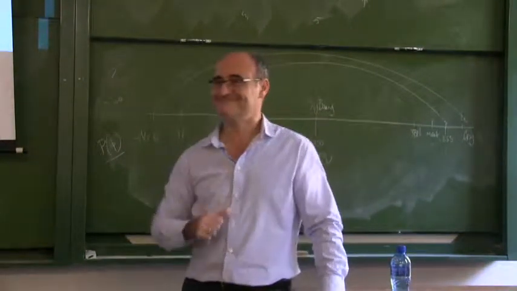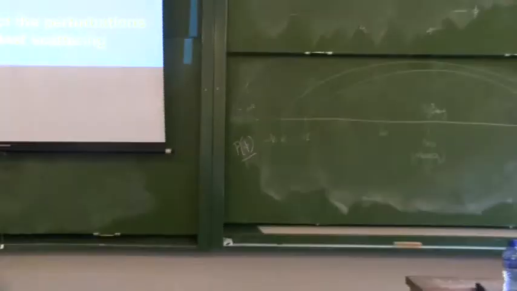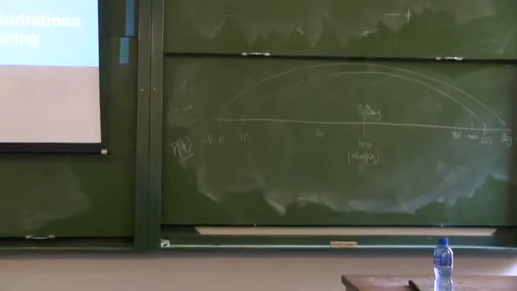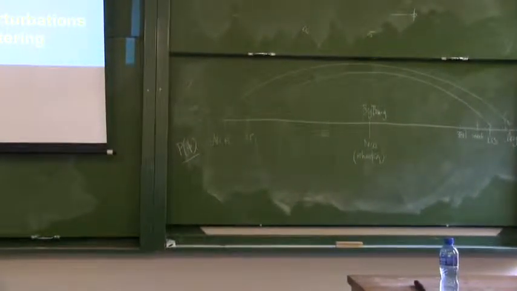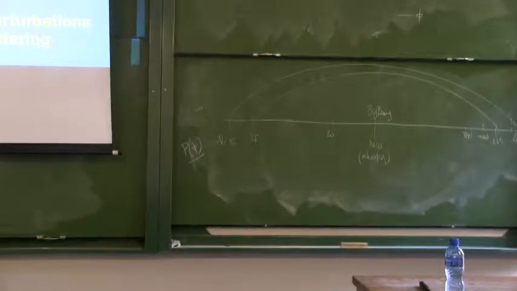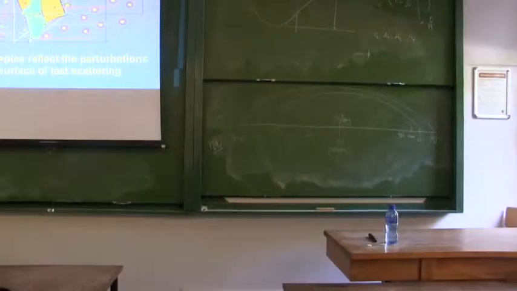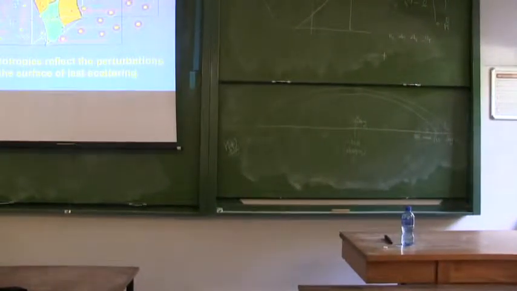You mentioned that the gravitational wave has two polarizations. Yes. So what is the difference between this polarization and the normal polarization of electromagnetic waves?